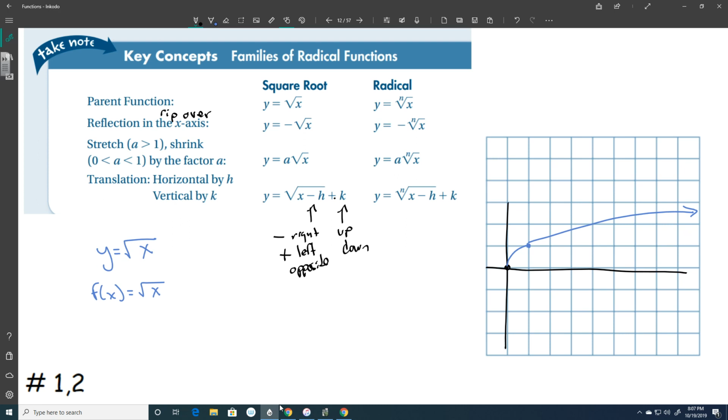So again, the nice thing about this is it matches the absolute value. If it's on the inside, it shifts left and right the opposite. On the outside, up or down in the same direction.